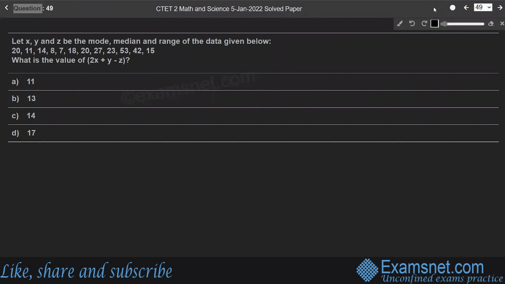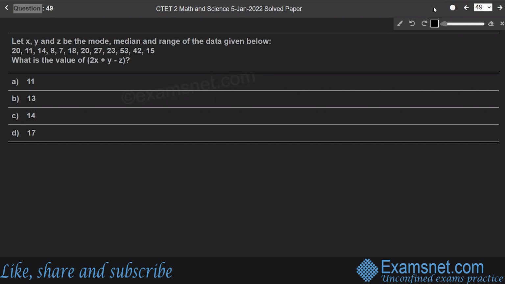Question number 49. Let x, y, and z be the mode, median, and range of the data given below. 20, 11, 14, 8, 7, 18, 20, 27, 23, 53, 42, and 15. What is the value of 2x plus y minus z?